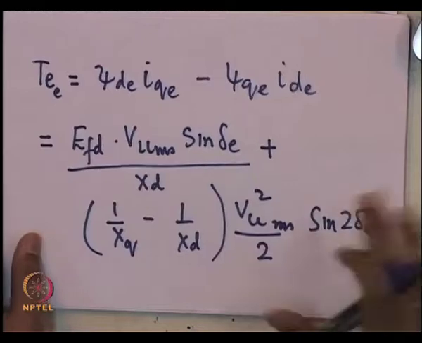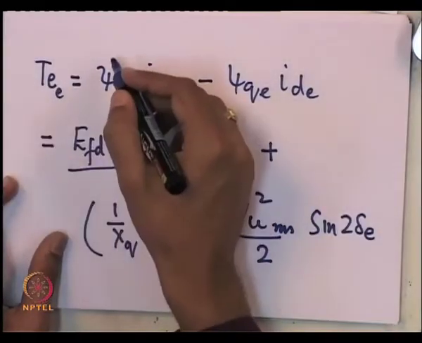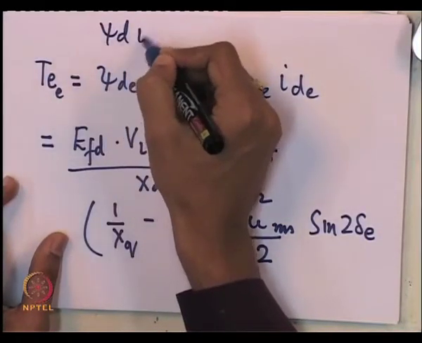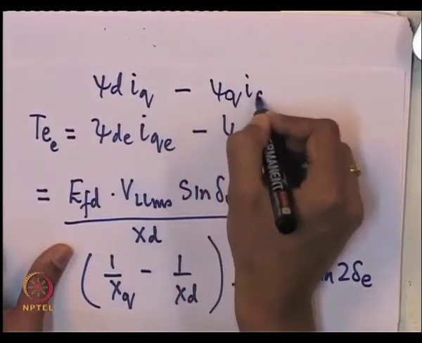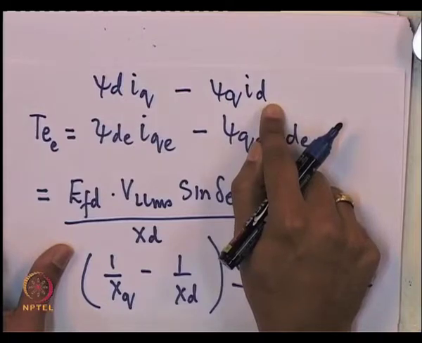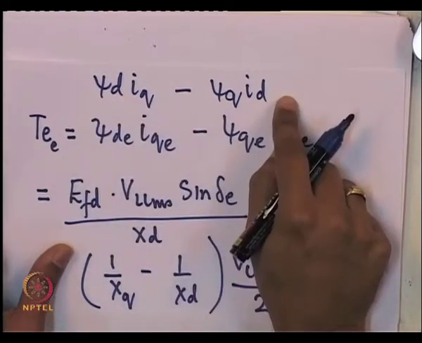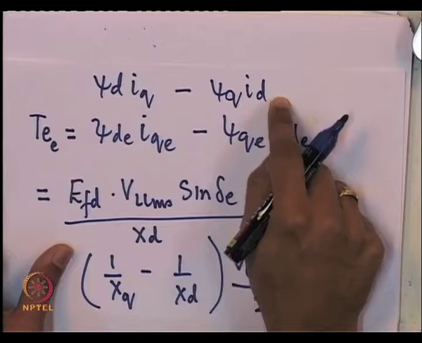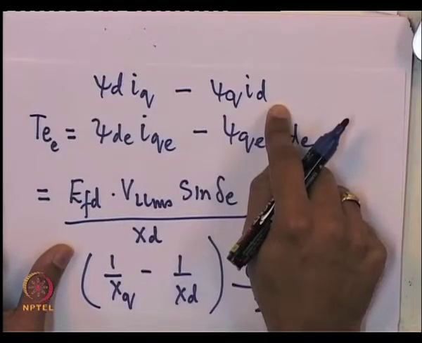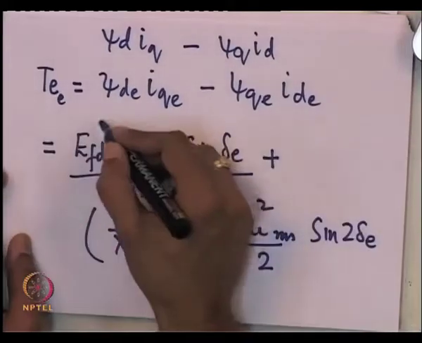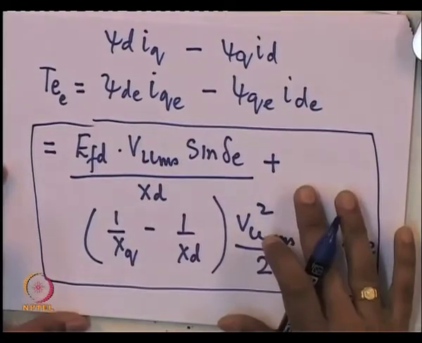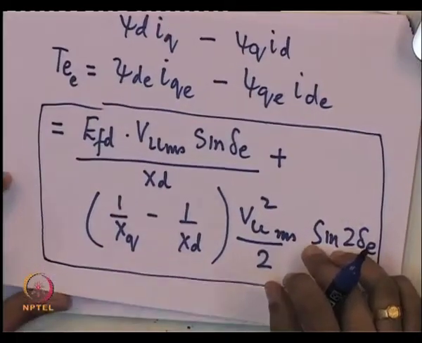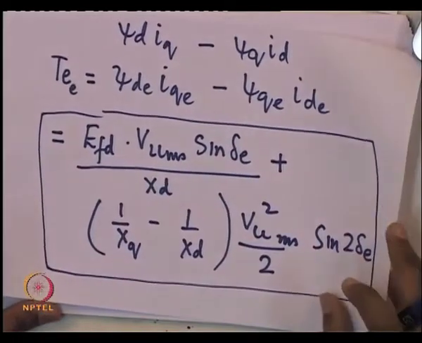Now, the important thing is that psi d I q minus psi q I d is valid also in transient conditions. But this expression here which I have written down is only valid during steady state. So, please do not use it for transient conditions. Under equilibrium conditions this is true.